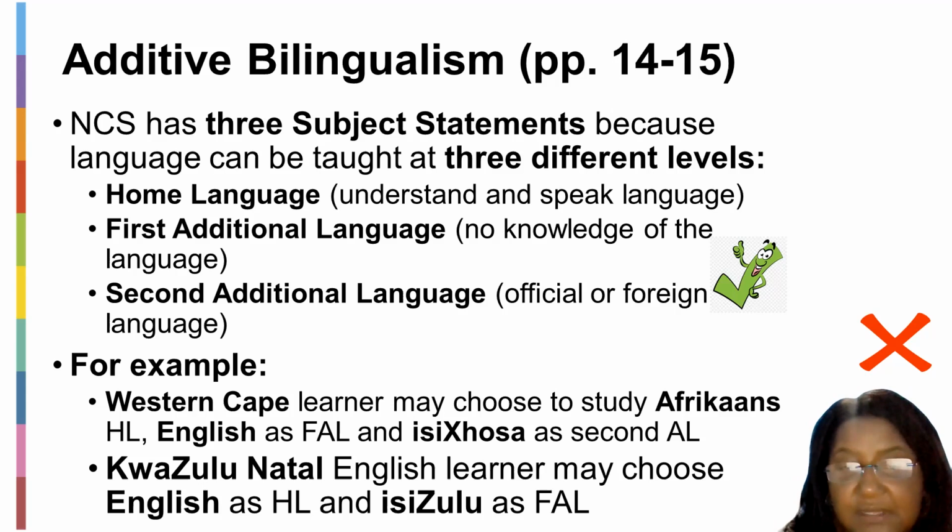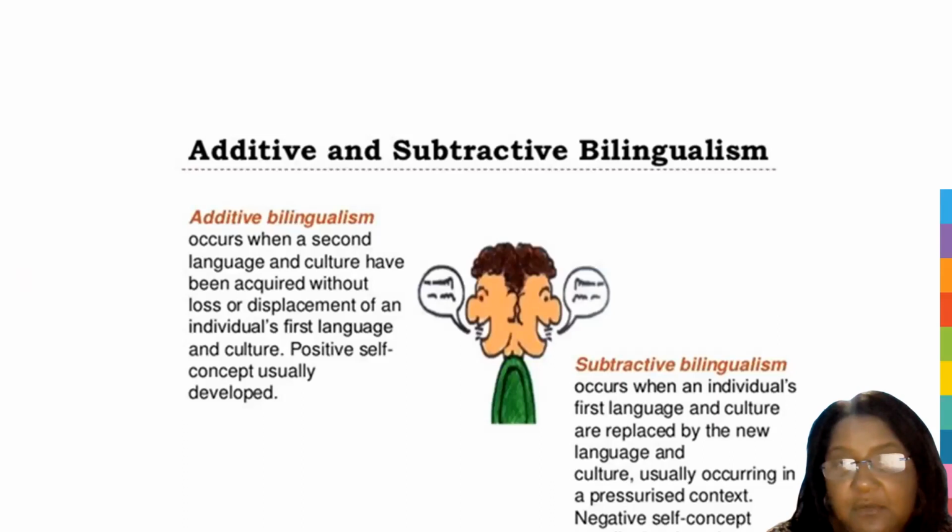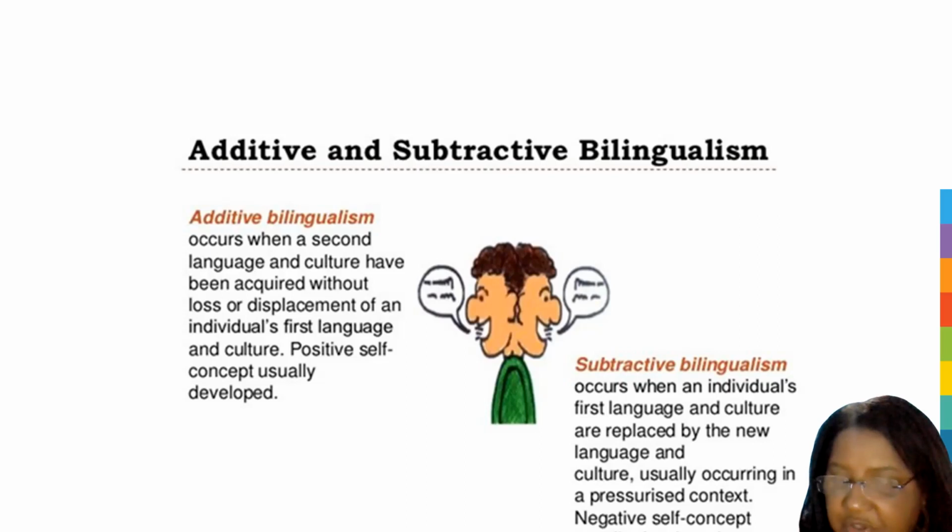So this is what additive bilingualism means. Additive bilingualism occurs when a second language, remember, adds, when a second language and culture have been acquired without loss or displacement of an individual's first language and culture. Positive self-concept is usually developed. That's very true, okay? So we're not taking away the first language. The first language remains, the home language remains, but we're just adding.